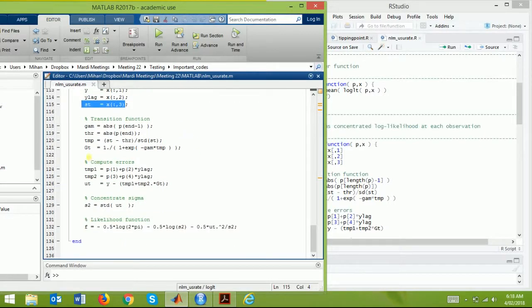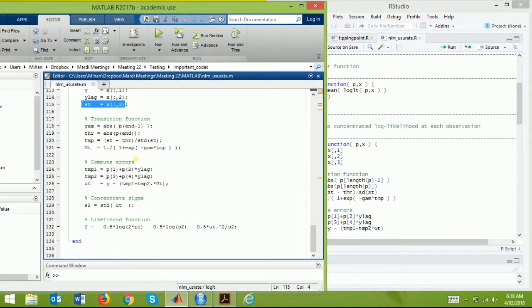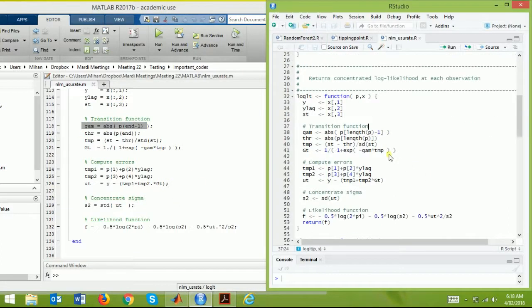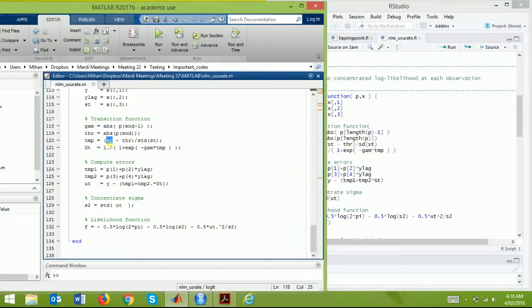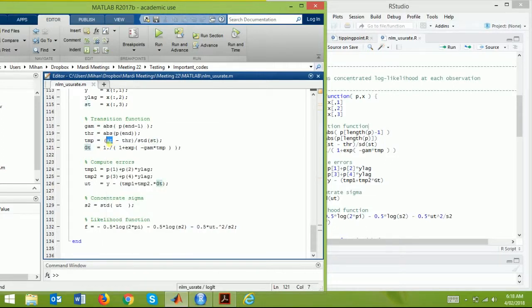Then GT is the wrapper function. As we are done with this, now let's use this equation, and our GT is 1 divided by 1 plus exponential of gamma. Now gamma comes into play, multiplied to TMP. We might make a mistake in transforming from the equation, in this particular element, which we should not. This is the standard deviation, not the threshold point.